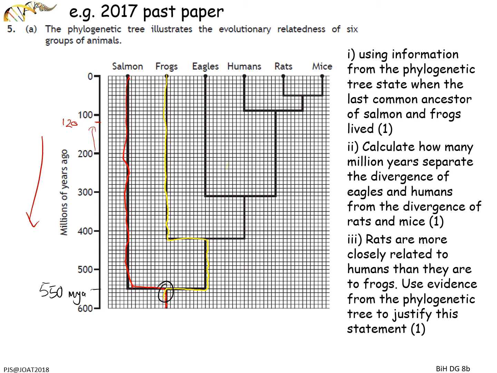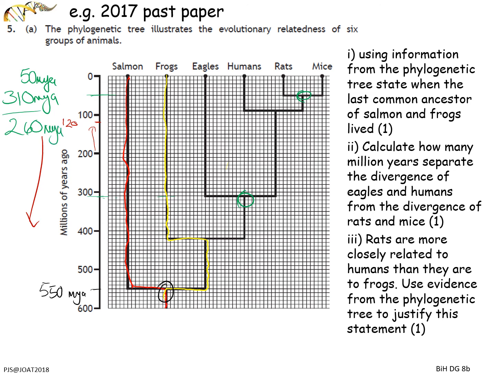Calculate how many million years separate the divergence of eagles and humans from the divergence of rats and mice. So let's look again here. There was the point at which eagles and humans split, and here is the point at which rats and mice split. You're being asked just to read this off and do the difference. If we read this across, the rats and mice were at 50 million years ago. And the humans and eagles, pulling it across here, were at 310 million years ago. So take one away from the other and we have 260 million years.